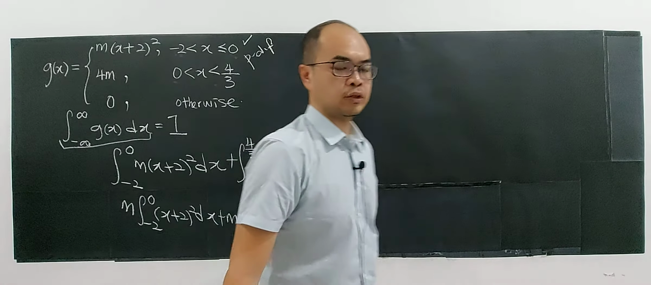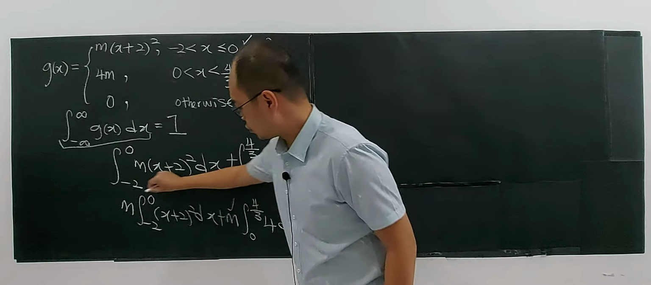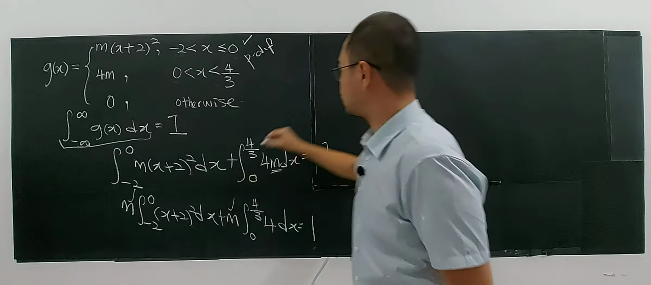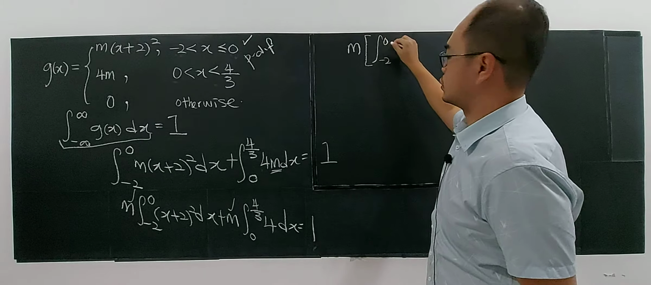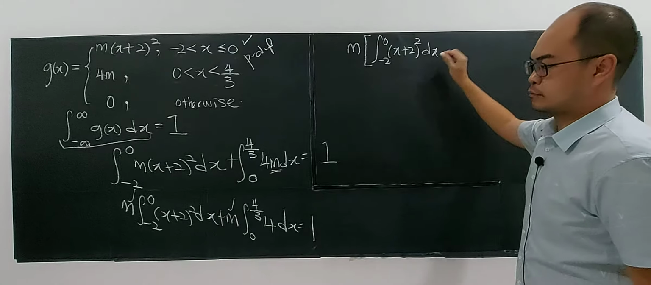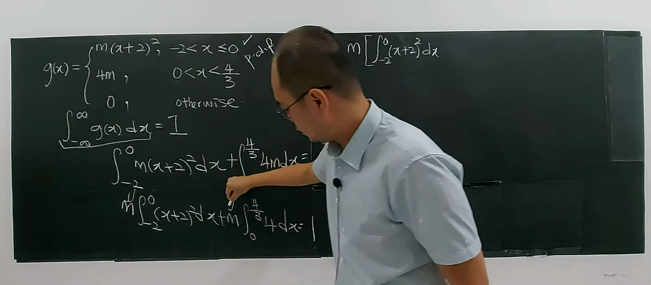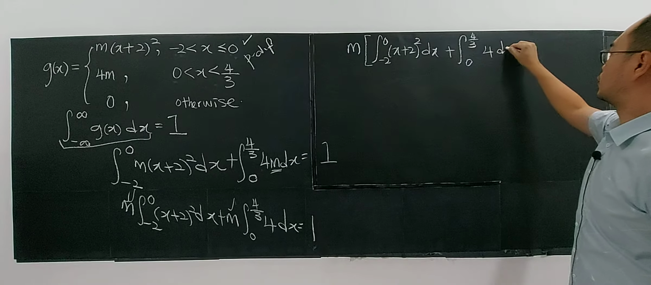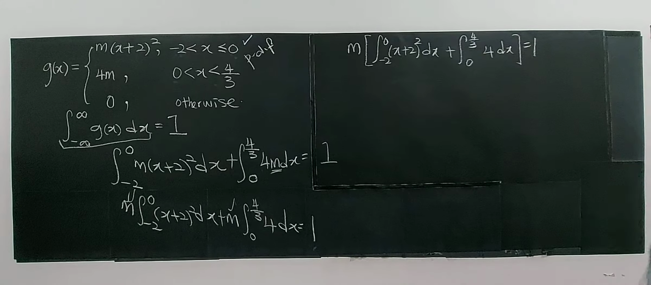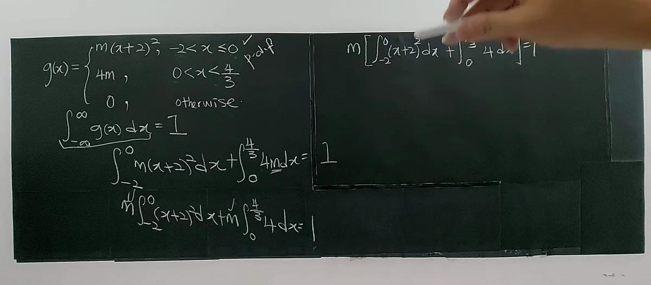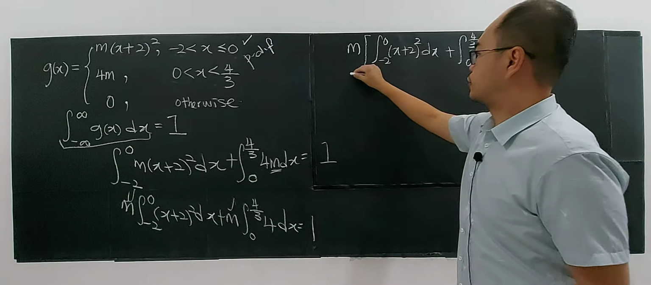Alright, let's continue. This is also m, this is also m, so we can take out the m again, factoring out everything. Inside you will have -2 up to 0, (x + 2)^2 dx, and positive from 0 up to 4/3, 4 dx. Everything equals to 1. Now you just need to evaluate the integral inside the bracket, so just leave the m alone first.